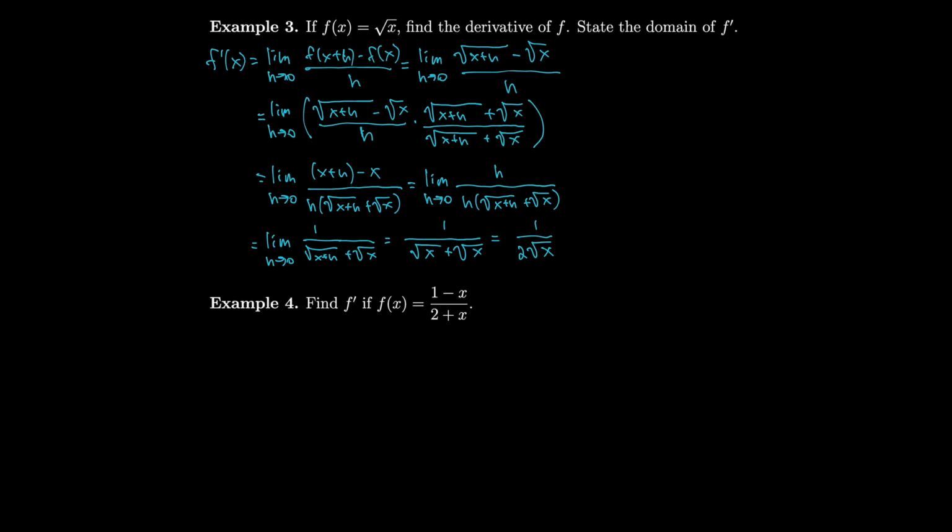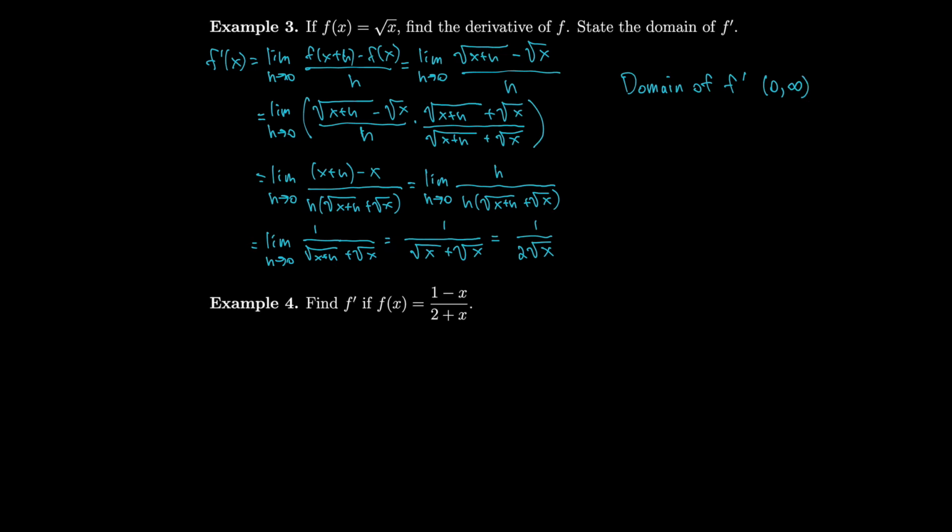Okay, for our domain of f prime, notice it's got a square root and it is a quotient, so we have to worry about our denominator a little bit. For square roots, 0 and any other number that's bigger than 0 will work. However, because this is the denominator of a fraction, we cannot divide by 0. So our domain of f prime is a little bit smaller. We have to just consider numbers that are bigger than 0, not including 0.